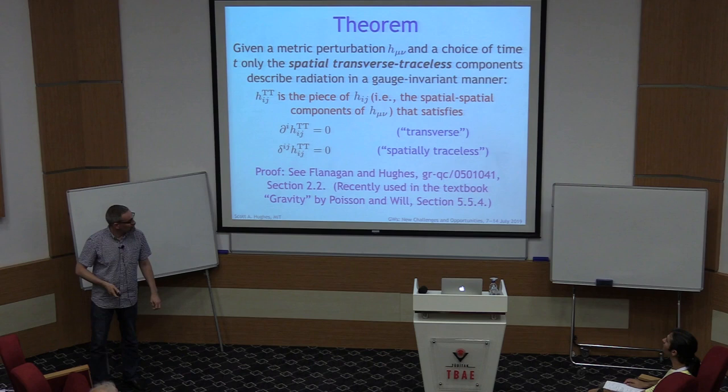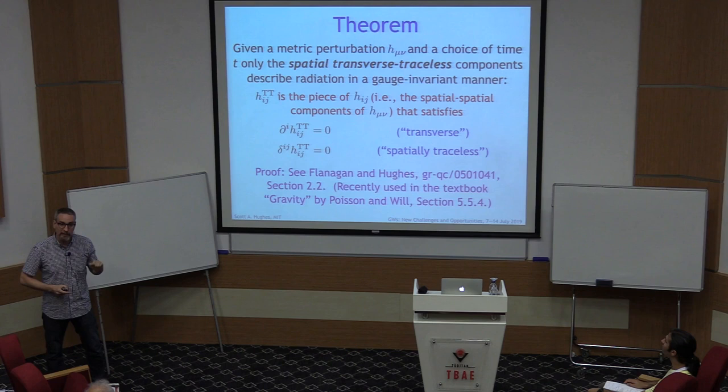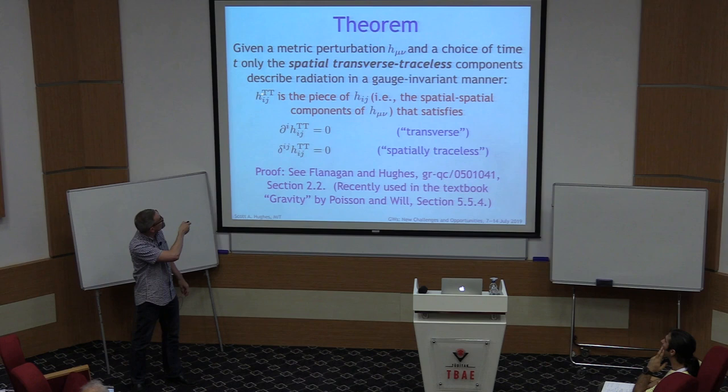If I give you some metric perturbation and I tell you what time coordinate I'm using, that's an important thing. We'll come back to the meaning of different time coordinates a little bit later in this lecture. Then it turns out that only the spatial transverse traceless components of that H mu nu describe radiation in a gauge invariant manner.